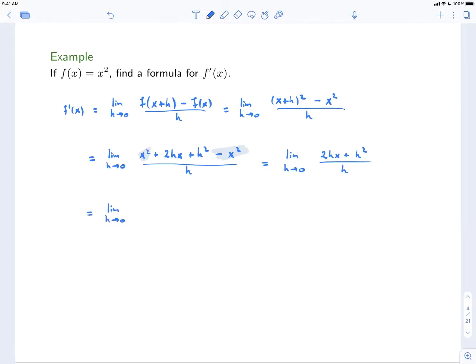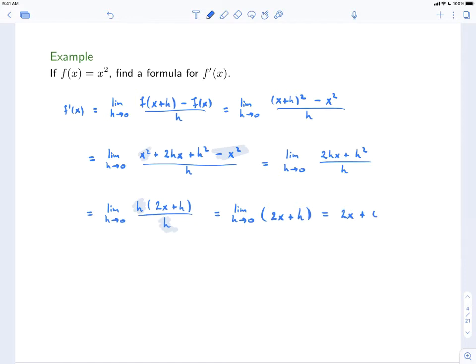We factor out the h in the numerator, and then we have h times 2x plus h, divided by h. The h in the numerator cancels with the h in the denominator, and we have the limit as h goes to 0 of 2x plus h. We still have an h, but it's not in the denominator, so we can simply plug in h equals 0 using the substitution rule.